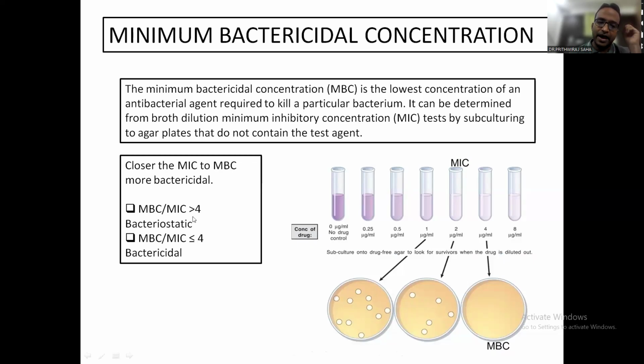So MBC by MIC: if the ratio is greater than 4, that is, if the MBC is very far away from the MIC, then by giving the drug considering the MIC, we cannot kill the bacteria. So if they are very far apart, the drug becomes bacteriostatic. If they are closer and the ratio is less than 4, then the drug becomes bactericidal.